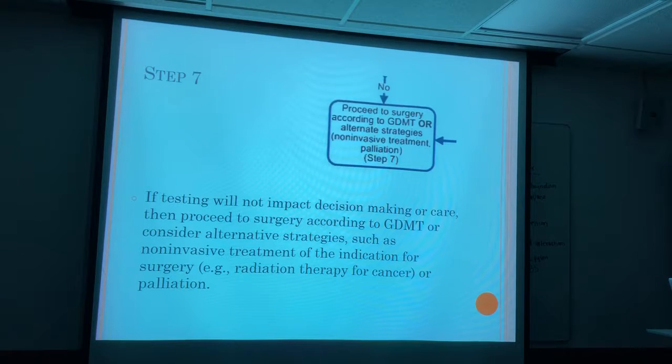Bottom line, if the testing is not going to impact your management of the patient or your care of the patient, then you can go straight to surgery. If, however, it is going to affect your management of the patient, say the patient has a very poor cardiac history and is not a candidate for surgery, then they have to consider alternative treatment options, possibly palliative options, although I think that's something that we're not doing as frequently.